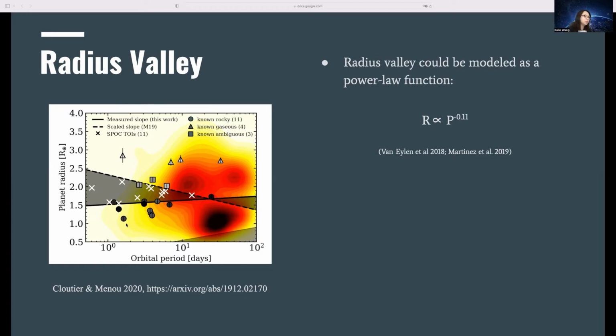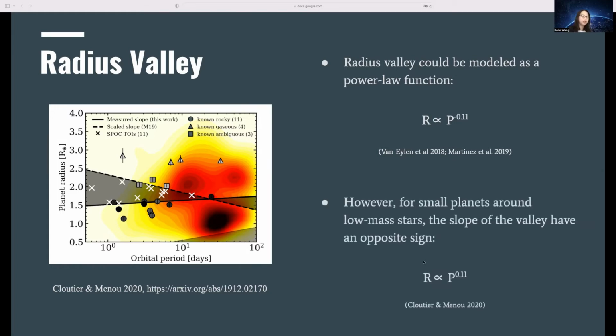However, the black solid line, this one, is also illustrating the radius valley, but for a small planet orbiting a low mass star. The relation between the radius and period could be predicted by this equation. As you can see here, it has a positive exponent, meaning the slope of it is positive. So these two scenarios could be predicted from two different formation mechanisms.